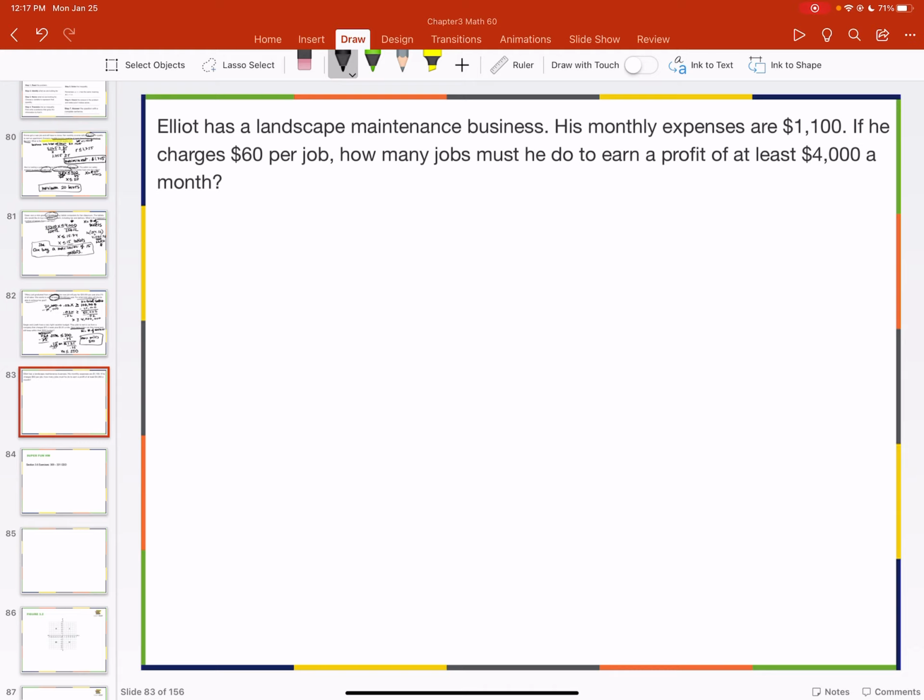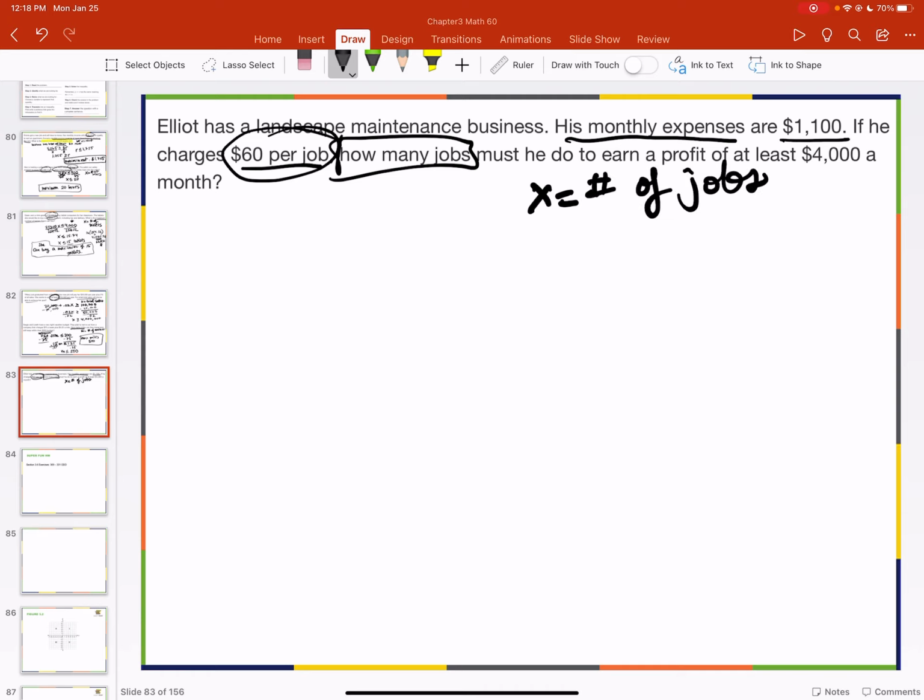All right, so now here we have Elliot, who has a landscape maintenance business. His monthly expenses are $1,100. If he charges $60 per job, how many jobs must he do to earn a profit of at least $4,000 a month? Okay, so he spends this much, but he makes $60 per job. And the question asks for how many jobs. So x is equal to the number of jobs, right? Per month, because we're talking about 1 month.